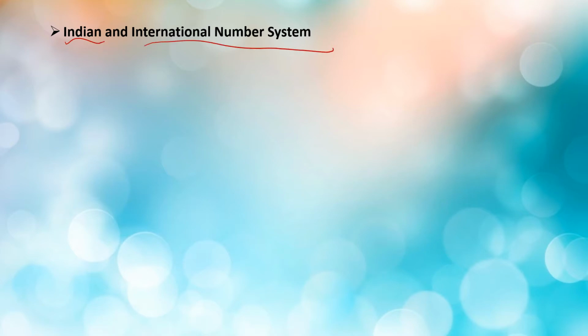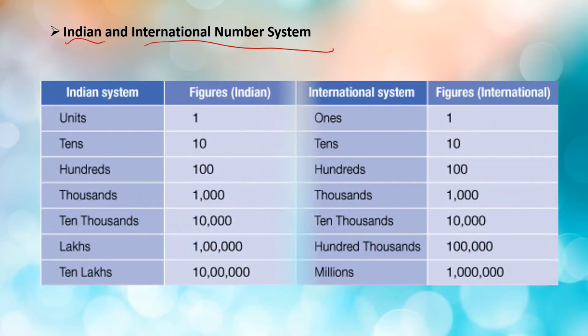In both these systems, a number is split up into groups called periods. In the Indian system, starting from the right, the groups are called ones or units, thousands, lakhs and crores. These are the periods that you have for the Indian system. Whereas for the international system, you will have ones, then thousands, then millions, billions, and it goes on. Okay, so let us look into detail about each type of number system.